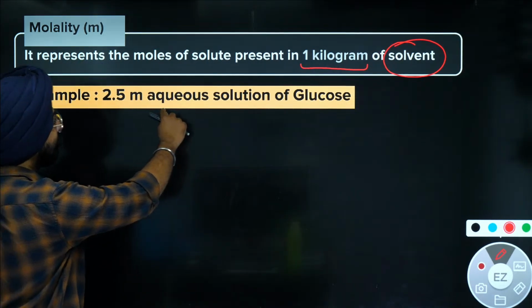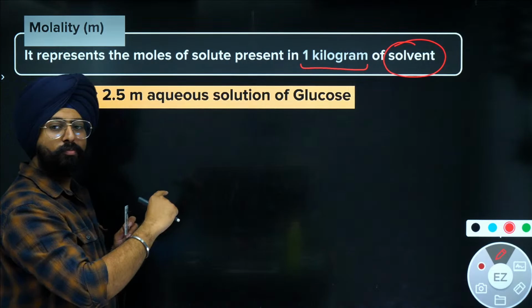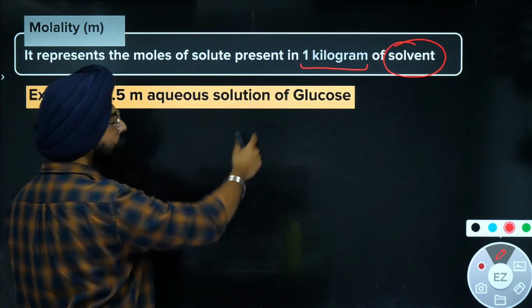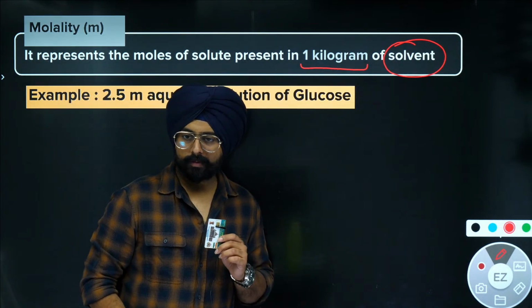Example is 2.5 molal. Okay, you don't say molar, you say molal. 2.5 molal aqueous solution of glucose. Fine.